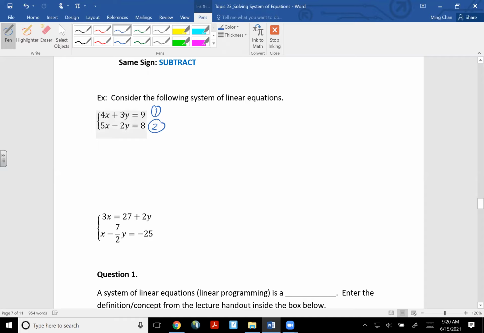So in order to eliminate y, you need to make the coefficient of the y the same. So what you do is find the common multiple between the 3 and the 2. Common multiple between 3 and 2 is 6. So I can make both of these into a 6. So if I want to make 3 into a 6, I need to times by 2. So that means the first entire equation will be multiplied by 2.